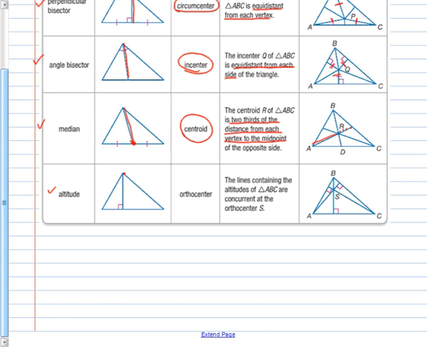And the last thing we did was we learned an altitude. An altitude goes from a vertex. It is perpendicular to the opposite side. All of those are concurrent at a point called the orthocenter. And the orthocenter is nothing other than the fact that we're concurrent there. There's no unique special thing about that one at this level of math.